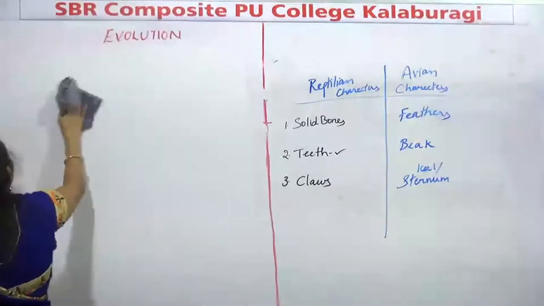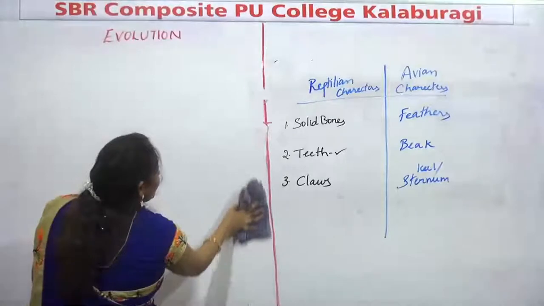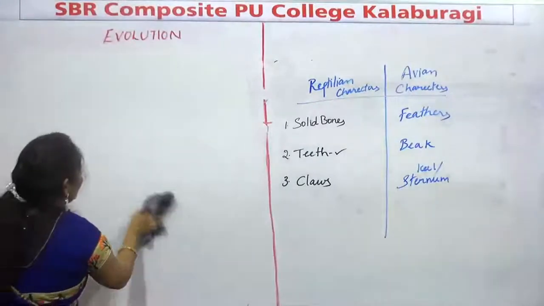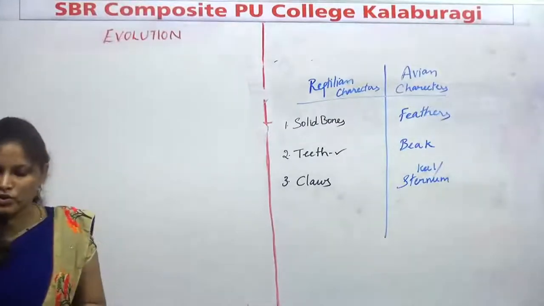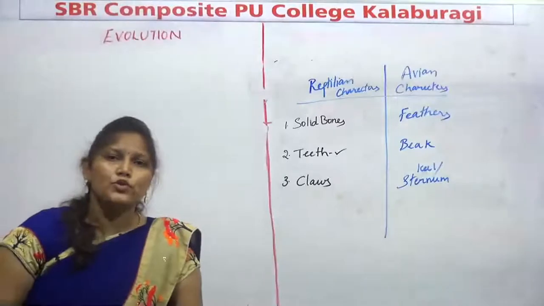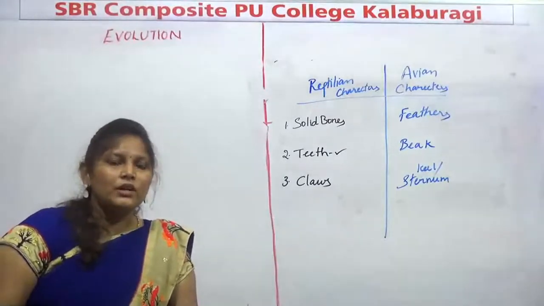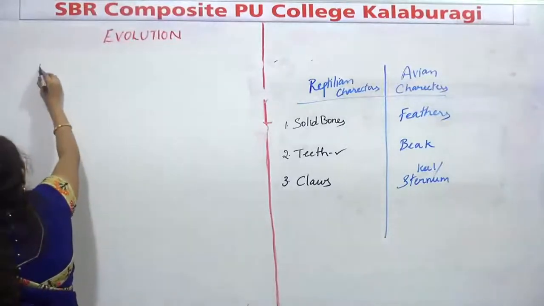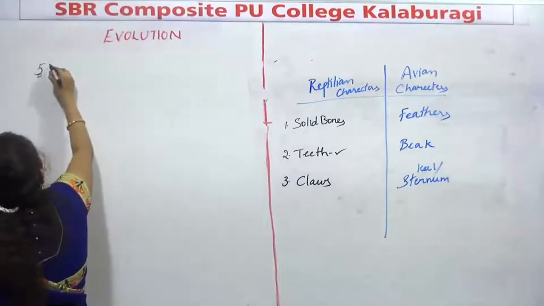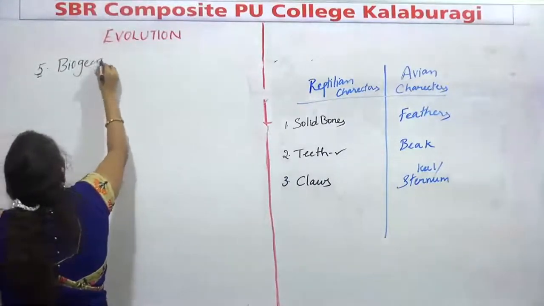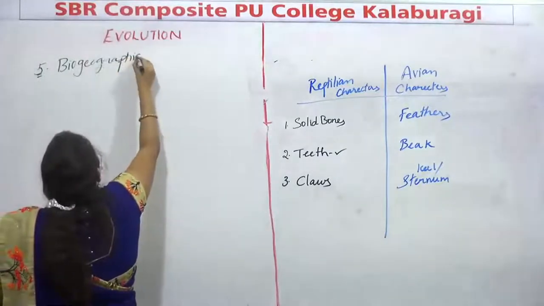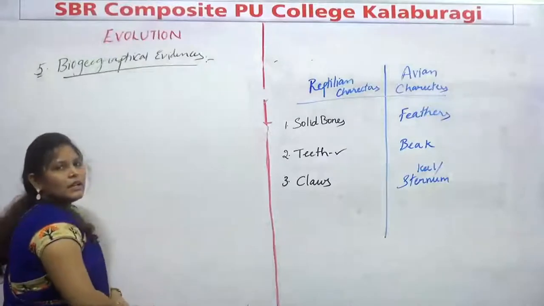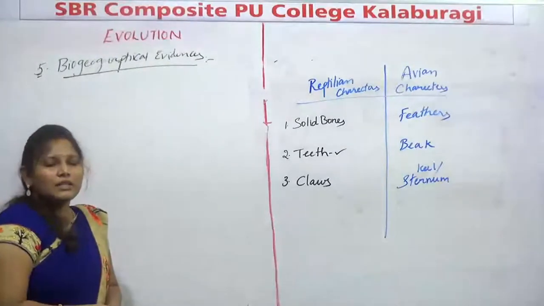The next evidence is biogeographical evidences. What is biogeography? The pattern of distribution of different animals and plants on different geographical areas is known as biogeography. The study of distribution of plants and animals on different regions of earth is known as biogeography. So the last evidence, the fifth one, is biogeographical evidence.